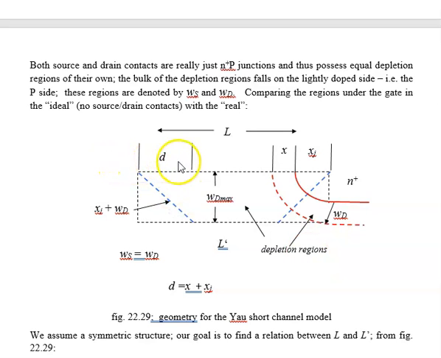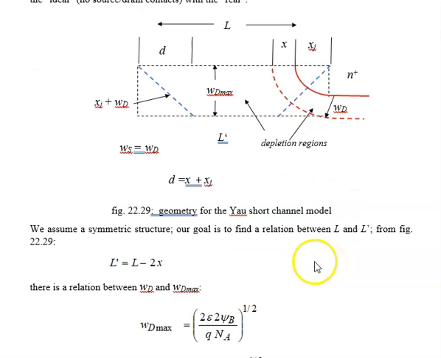So just for some distances here, this distance D, put on the left side, is also the same thing on the right side. It's the distance from this point to this point. It's equal to X plus Xj. So this is a little bit more detailed depiction of the Yau model. Now we have an effective channel length, L prime, which is smaller than L, namely it is L minus 2x, not minus 2D, but minus 2x. This is the depletion region as it pushes its way into the gate.